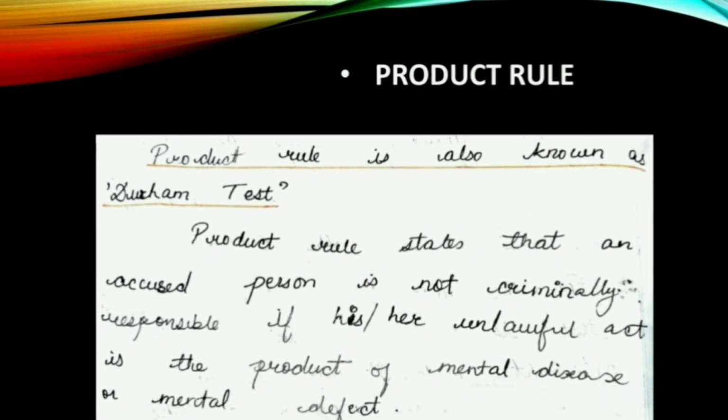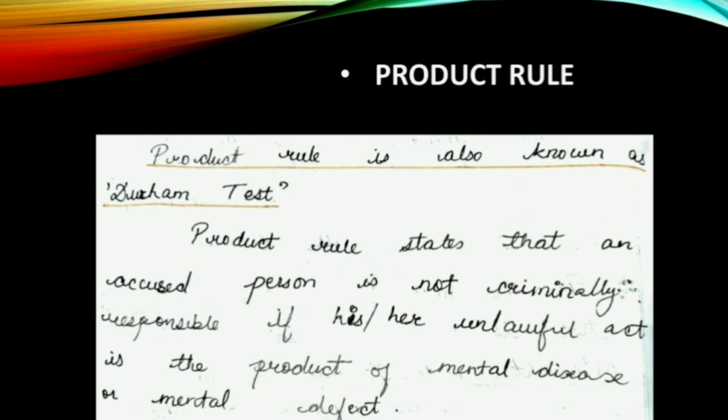And we have the product rule. So, what is the product rule? The product rule is also known as the Durham test. The product rule states that an accused person is not criminally responsible if his or her unlawful act is the product of mental disease or mental defect. That means the product or Durham rule is followed if an accused person was already suffering from a mental disease or mental defect before committing the act of crime. Then the person may not be responsible or guilty for that crime.